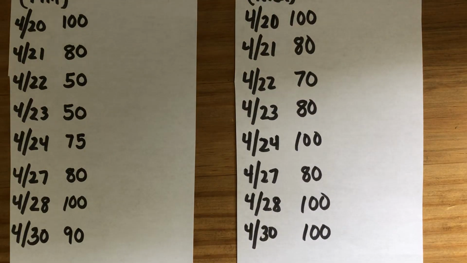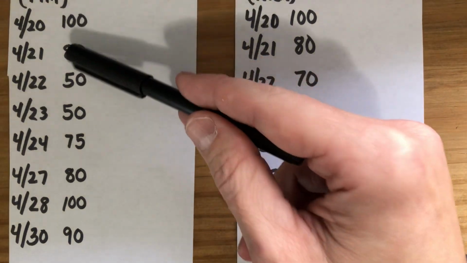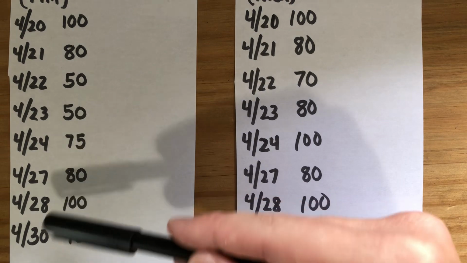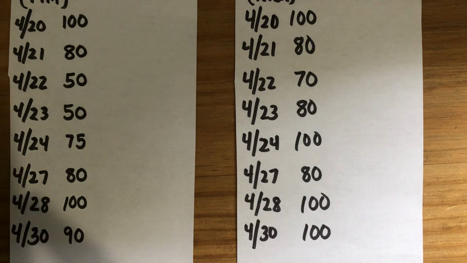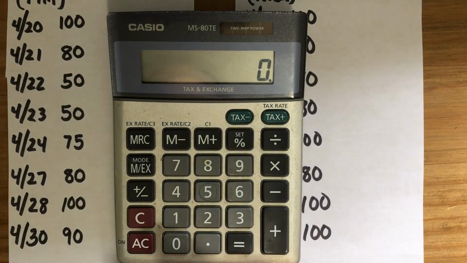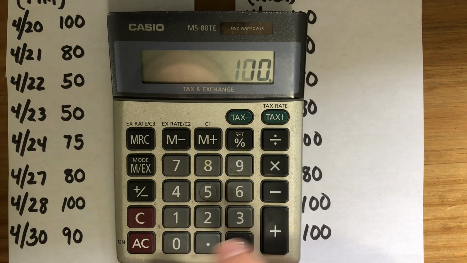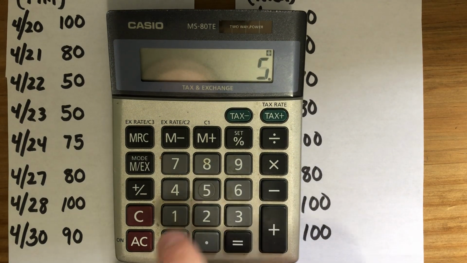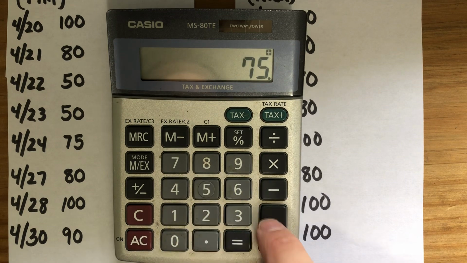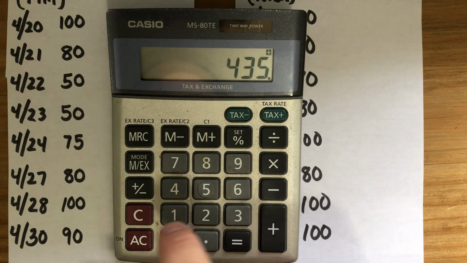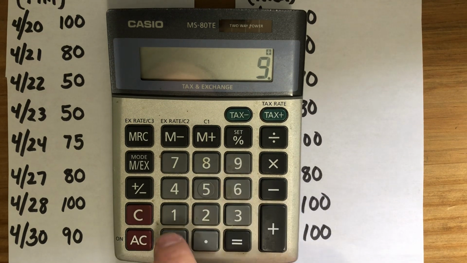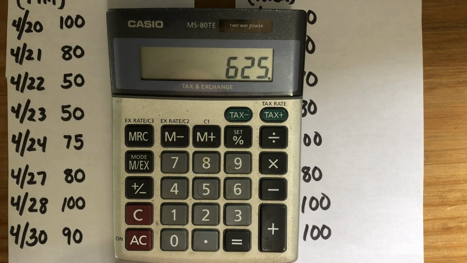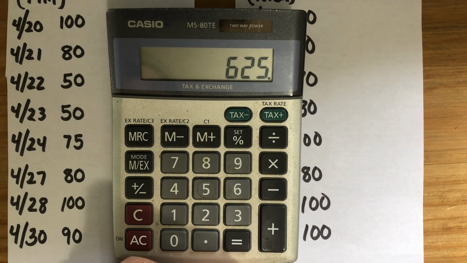So the first thing I'm going to notice right here is that I've got 1, 2, 3, 4, 5, 6, 7, 8 graded assignments. So I'm going to use my calculator. This will be a calculator approved assignment, and I'm going to add up to get the sum of all of Tim's assignments. So 100 plus 80 plus 50 plus 50 plus 75 plus 80 plus 100 plus 90 to give me a sum of 625.